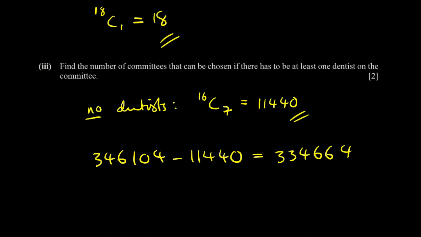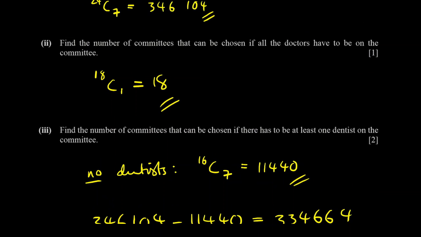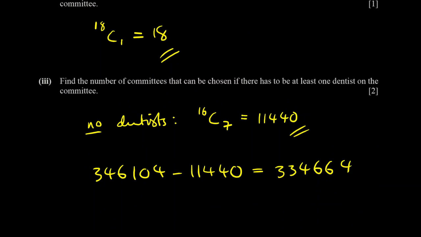334664. And what I'm going to do is go check my answers against the mark scheme, just to make sure that I am right. Let's go down. Yep, that's right. So it's easier in this case to think about the one alternative you cannot have instead of cycling through all the alternatives that you could have.